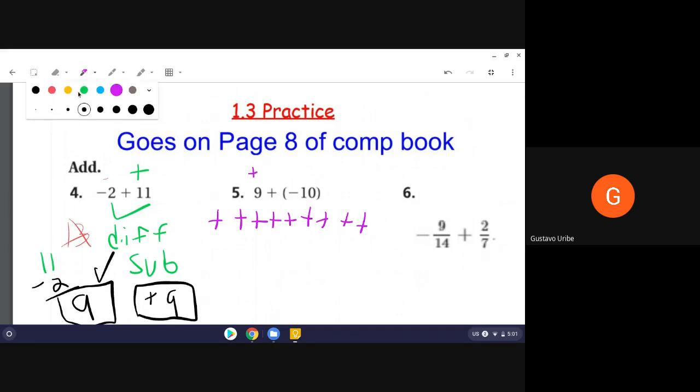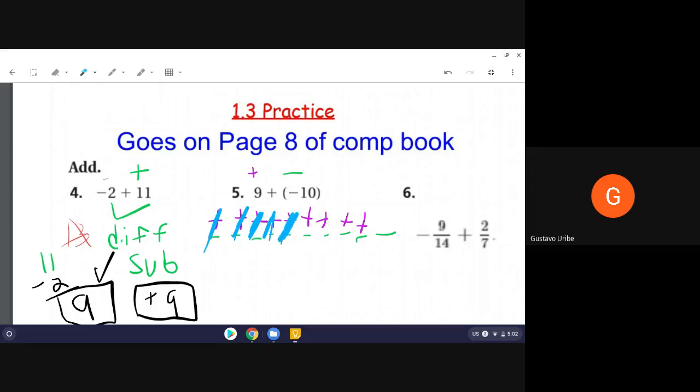This 10 is a negative. So I'm going to draw 10 negatives. 1, 2, 3, 4, 5, 6, 7, 8, 9, and 10. Anytime I see a positive and a negative, they're actually going to cancel each other out. So because they are opposites, these cancel, and that's why I put them on top of each other, or one above the other, so it's easy to see when they cancel.